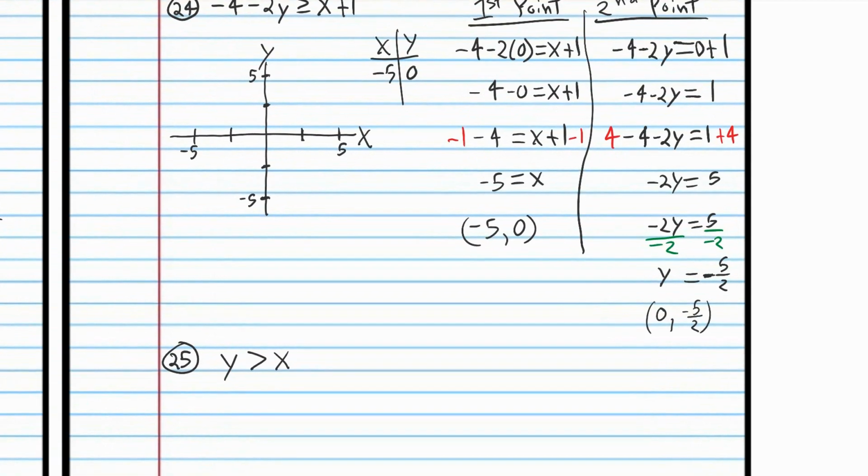So negative 5, 0 would be here, and 0, negative 5 halves. So negative 5 halves is just negative 2.5. That's one way to think of it. So negative 2.5 would be right here.